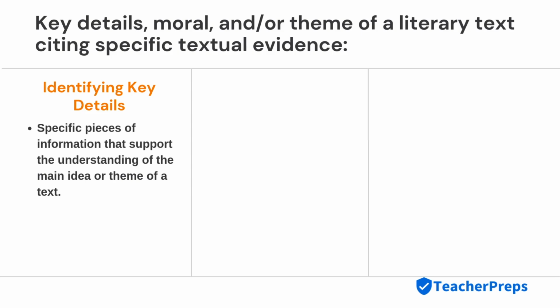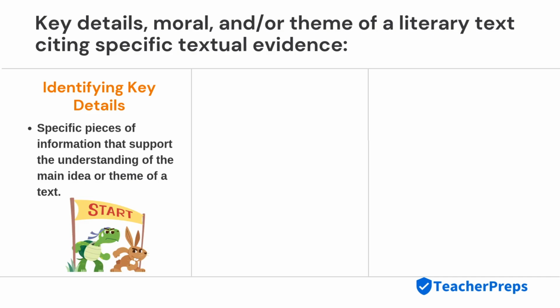Next, key details about this: specific pieces of information that support the understanding of the main idea or theme of a text. So these details are critical, they're crucial, they're important for building a comprehensive picture of the text's message. We need the students to learn and understand what they just read. In the story, let's take some examples: The Tortoise and the Hare. The details include the hare's overconfidence and the tortoise's steady pace. These are the key details that help children understand the theme, that perseverance can often and does often lead to success.